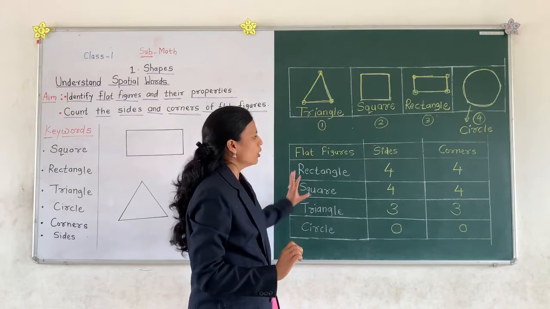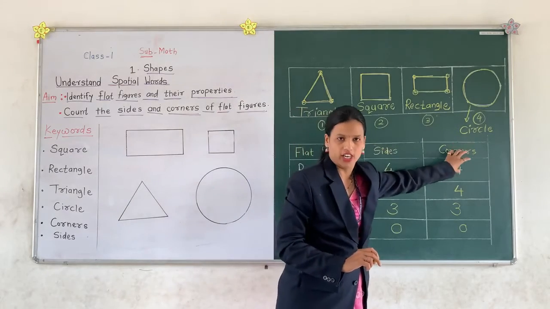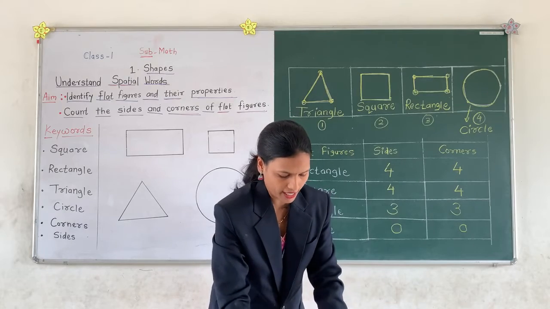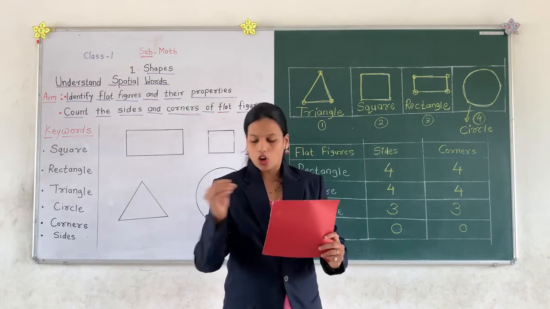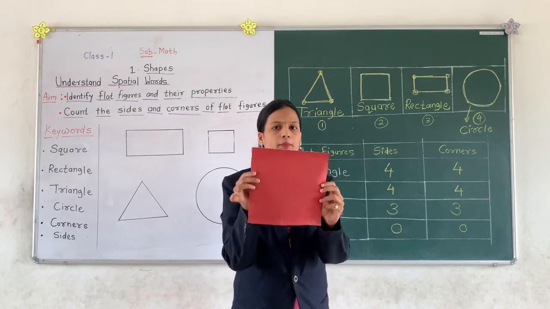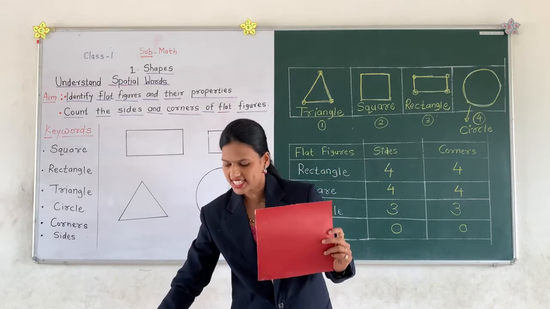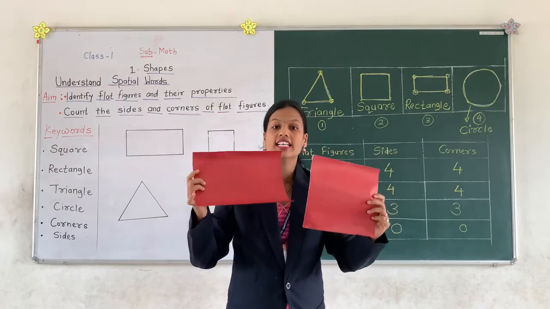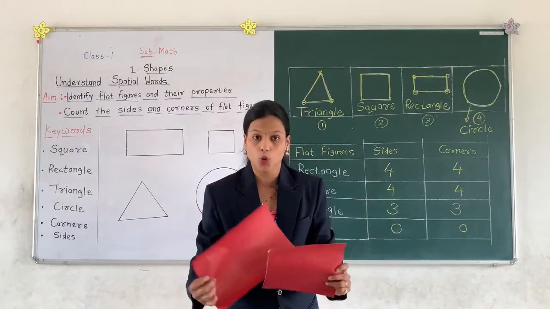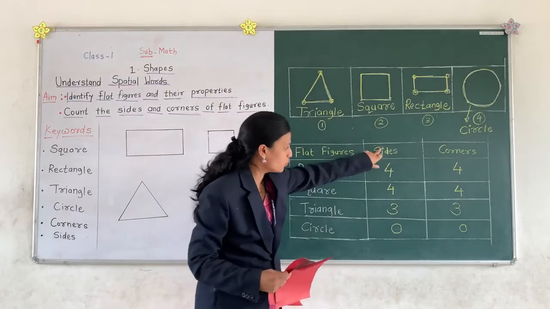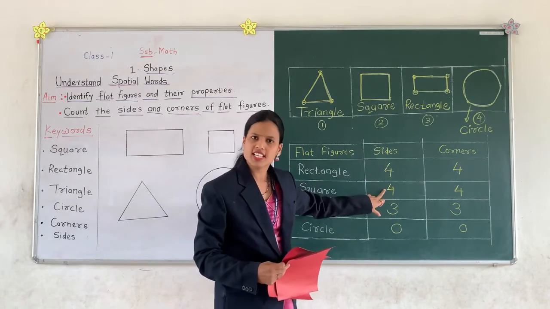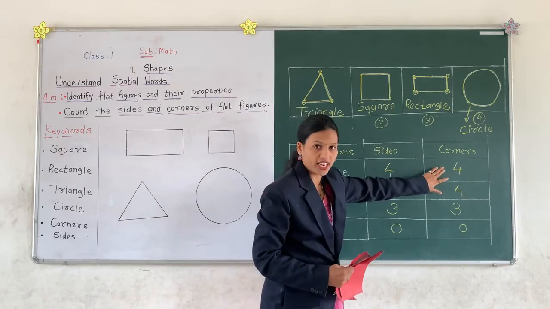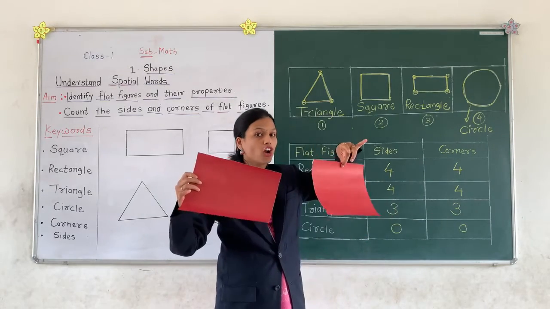So these are about sides and corners. Clear, students? Now one more thing that I want to explain. Just observe carefully. What shape is it? Square, right? And this is rectangle. When you count the sides of square and rectangle both, rectangle has 4 sides, square also has 4 sides. Same for corners. Rectangle has 4 corners and square also has 4 corners.